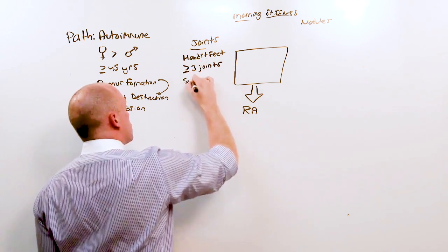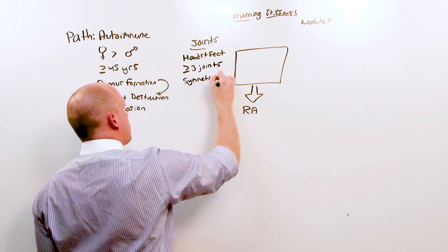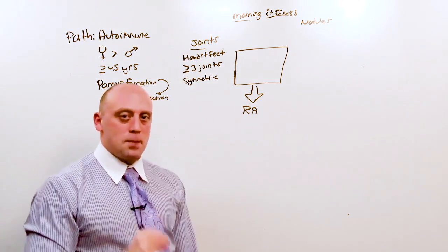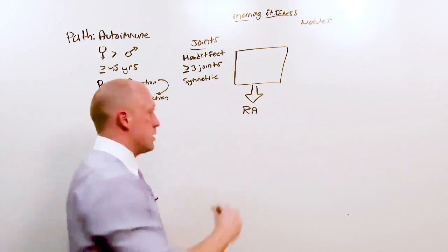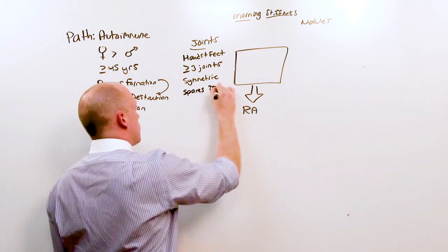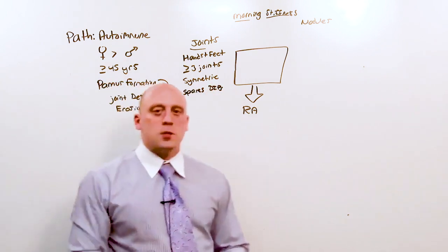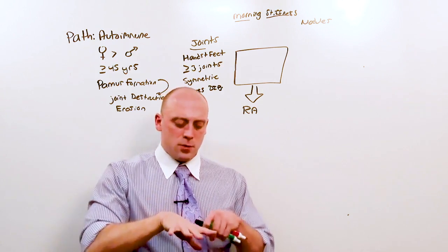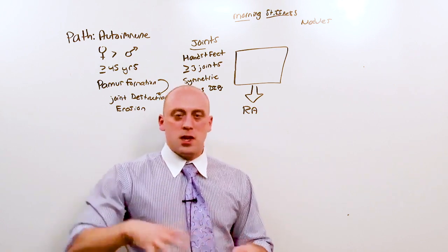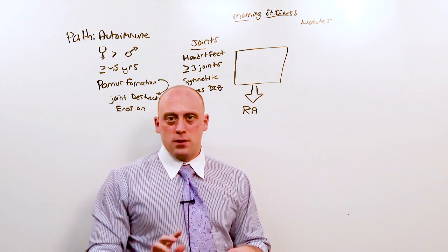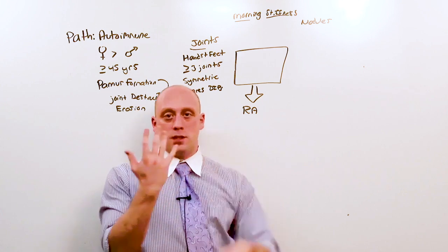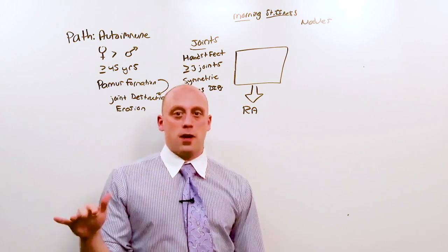And RA is always symmetric. The thing about RA is that even though it goes after the hands, it must spare the DIPs. So you're going to see a picture on the test. The hands are going to be all messed up. Swan neck deformities going in different directions, all crooked. Inability to use them because they're so bent. But if you see the last knuckle involved, the DIPs, it's not RA.